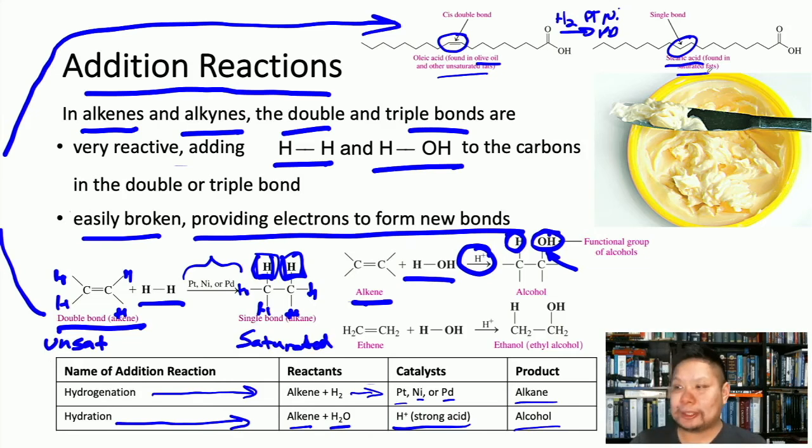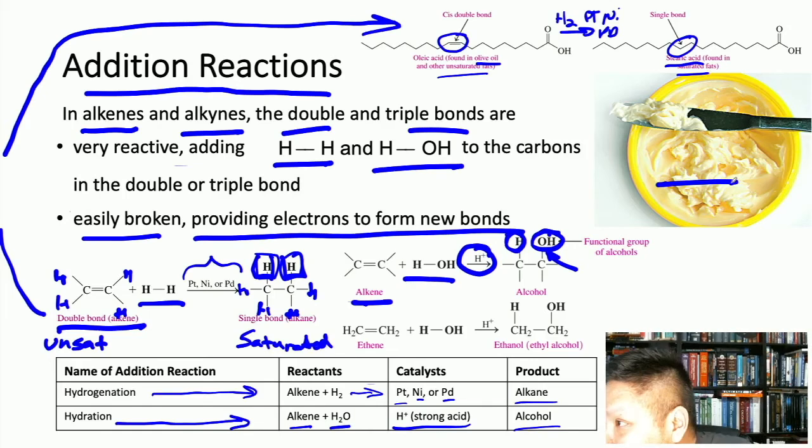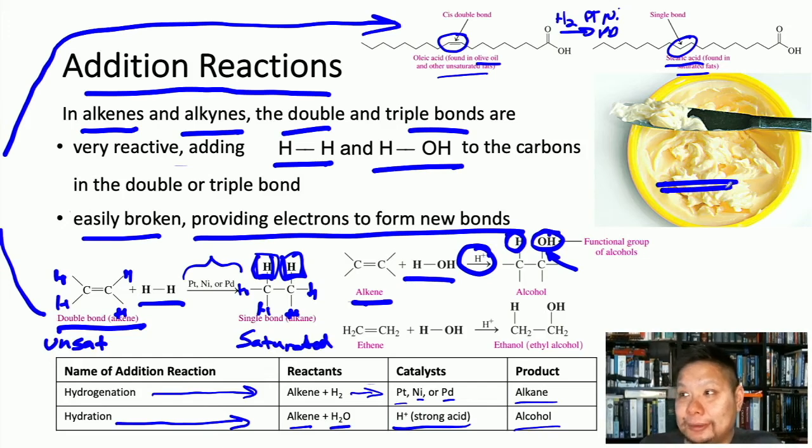So when we're talking about saturated hydrocarbons and unsaturated hydrocarbons, we're basically talking about saturated fats and unsaturated fats. Butter is a saturated fat and is solid at room temperature, right? Guess what? Unsaturated fats are liquid at room temperature, like olive oil.